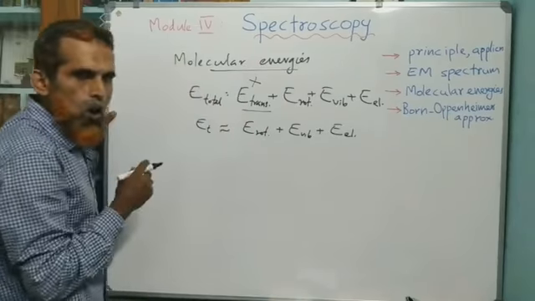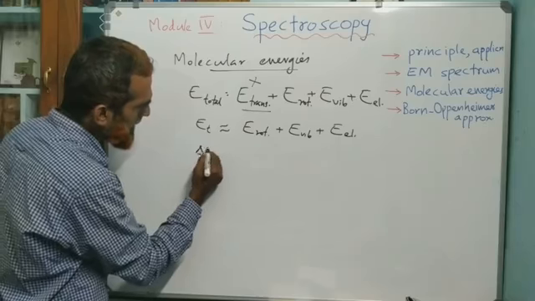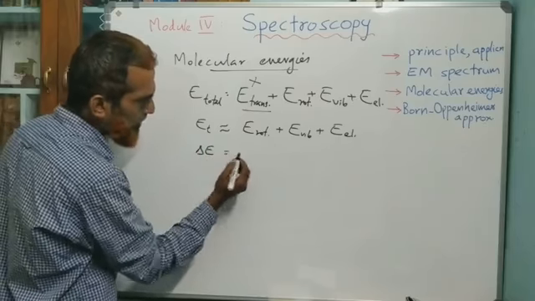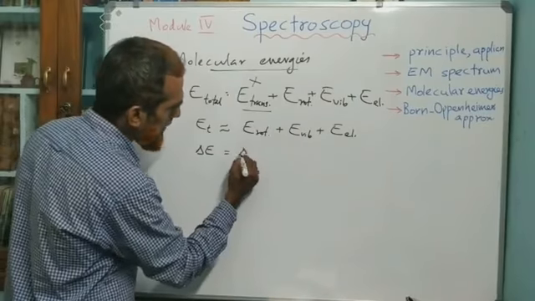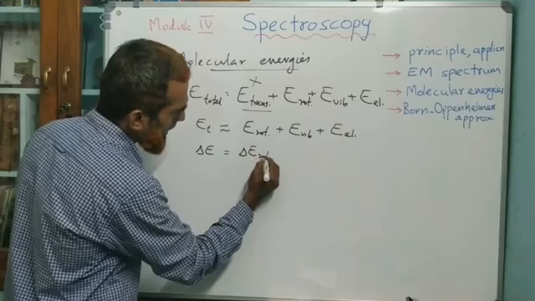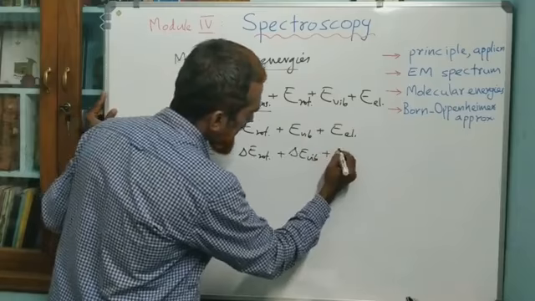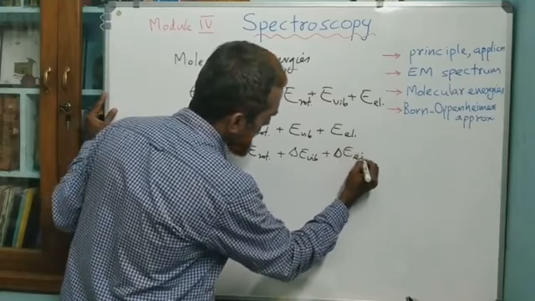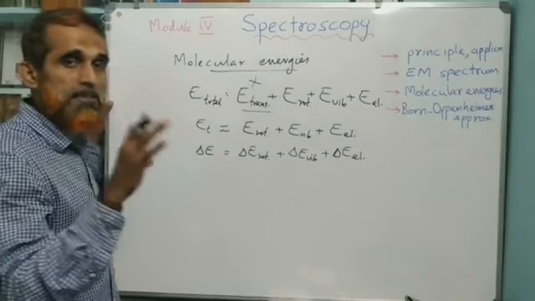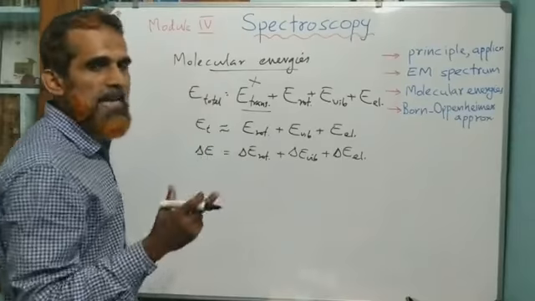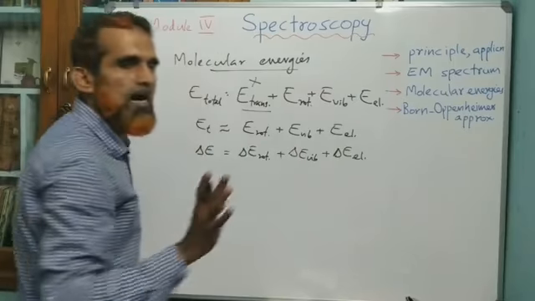And again, by Born-Oppenheimer approximation, it says that the change in energy of a molecule will be the sum of independent energies. We can represent delta E rotational plus delta E vibrational plus delta E electronic. So the total change in energy of a molecule is the sum of the independent change in rotational, vibrational, electronic energy. All of these are quantized.